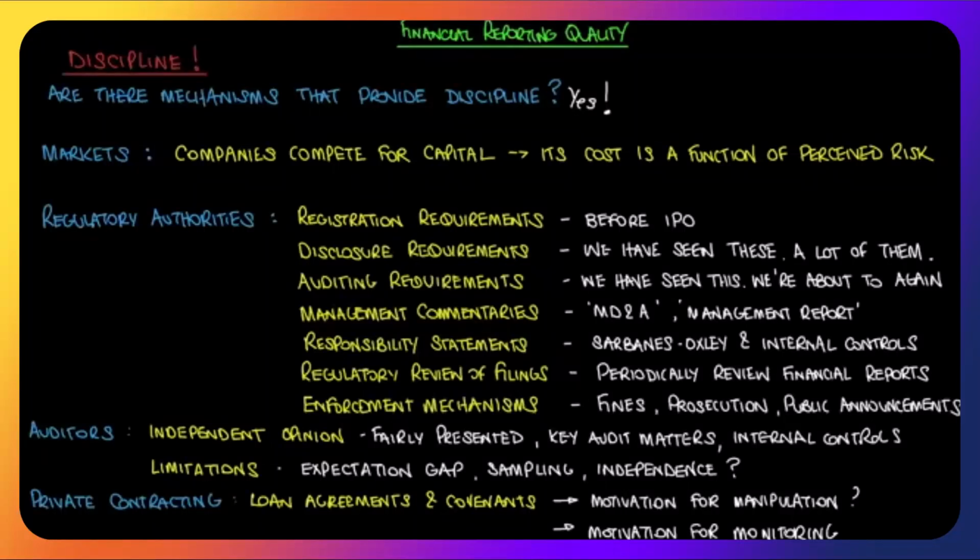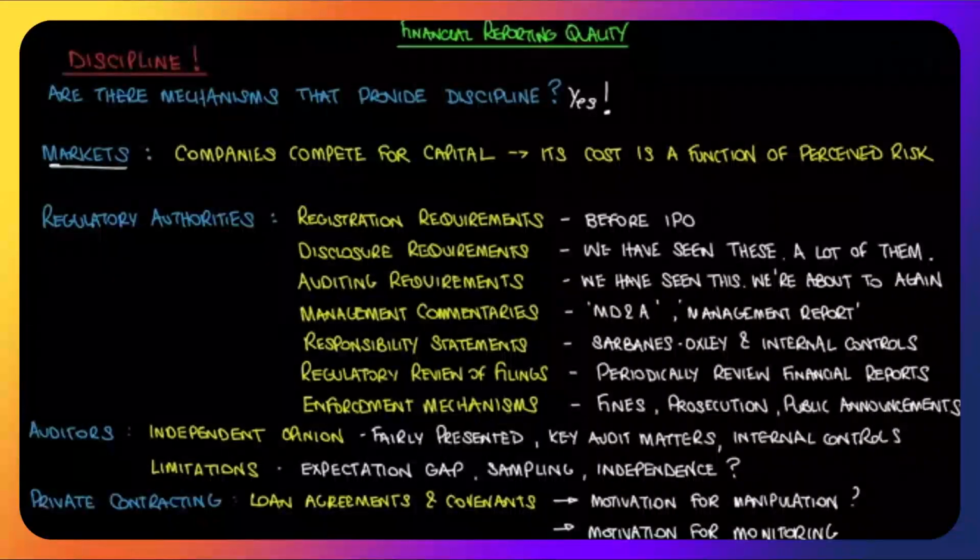So here we go. Number one, the markets. Companies in the capital markets are competing for capital. Its cost, what it will cost you to raise that capital, is a function of perceived risk.